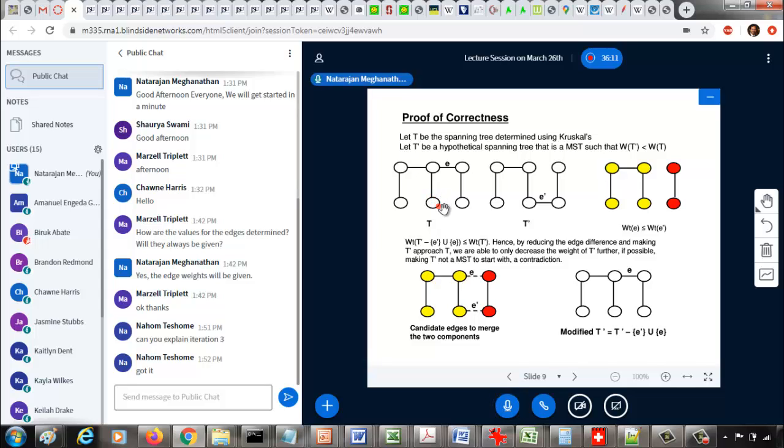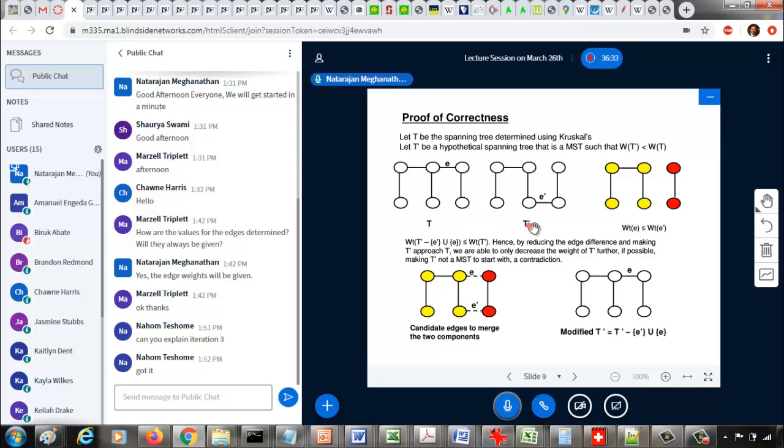So, as part of this process, you are only reducing the weight of the hypothetical minimum spanning tree even further, and making the weight approach the weight of T. Like in this case, we made the weight of T prime approach the weight of T, which means reducing it further. So that means there is nothing that is smaller than T.